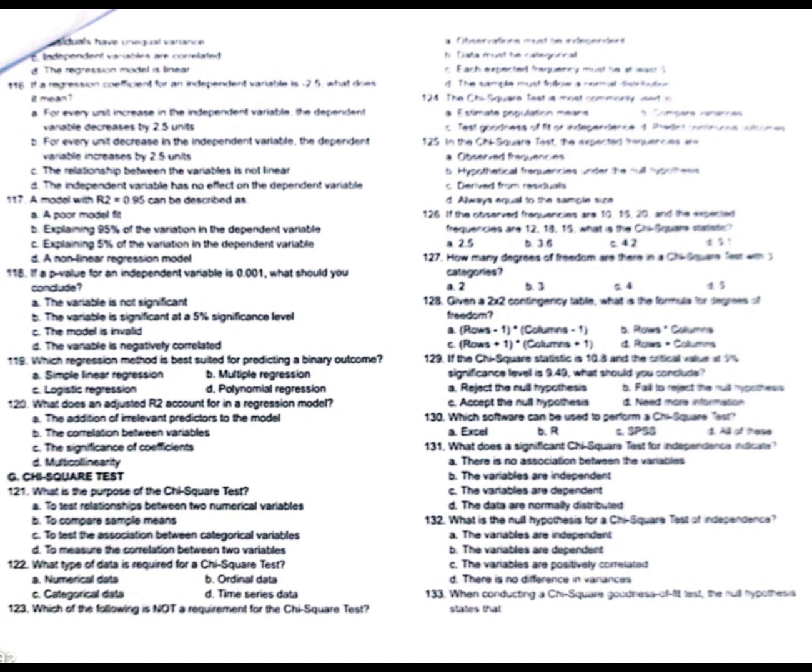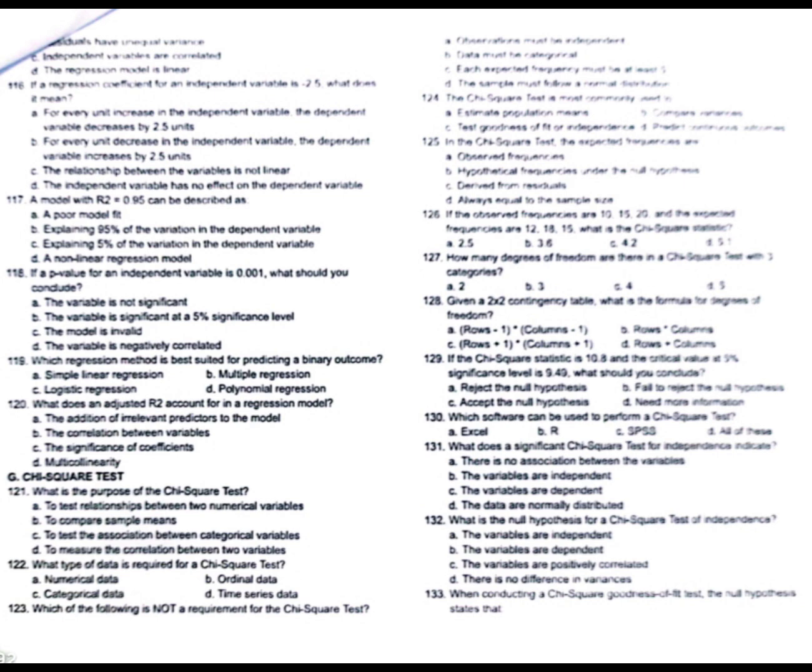So number 16. If the regression coefficient for an independent variable is negative 2.5, what does it mean? It means that for every unit increase in the independent variable, the dependent variable decreases by 2.5 units. So the answer is letter A. A model with R squared equal to 0.95 can be described as blank. So it is explaining 95% of the variation. The answer is letter B, 118.